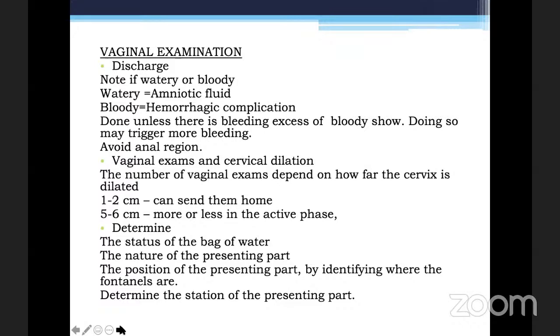Vaginal exams and cervical dilation. The number of vaginal exams depends on how far the cervix is dilated. At 1 to 2 centimeters, they can be sent home. 5 to 6 centimeters is more or less the active phase. We check the status of the bag of water, the nature of the presenting part, and the position of the presenting part by identifying where the fontanels are, and determine the station of the presenting part.